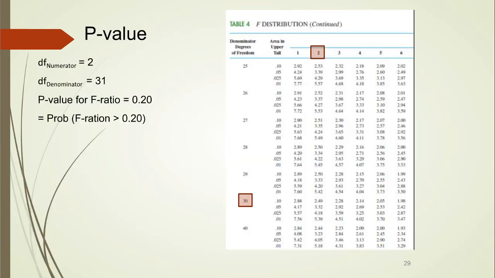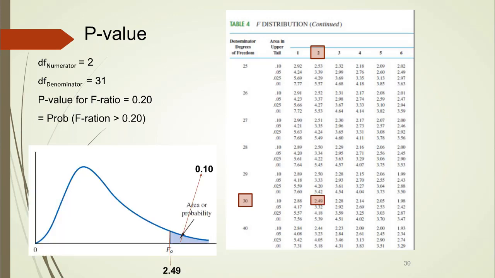The degrees of freedom are 2 and 31 respectively. The test statistic is 0.20. The p-value is the upper-tailed probability for 0.20. The table does not have degrees of freedom being 2 and 31, so I'm going to use 2 and 30 instead. Using the table, we know that for 2.49, the upper-tailed probability is 0.10.